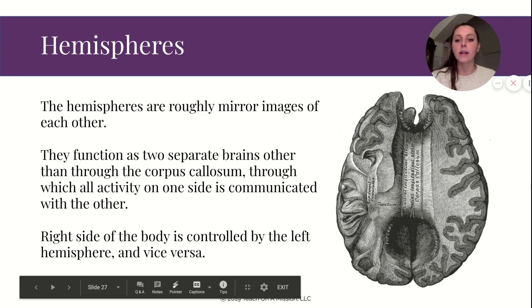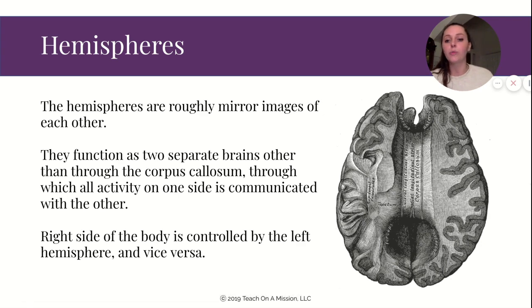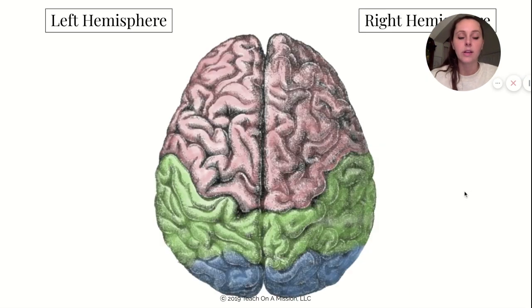The right side of the body is controlled by the left hemisphere of the brain, and the left side of the body is controlled by the right hemisphere of the brain. So make sure you know, this is going to be opposite for you. Right controls left, left controls right. Makes an X.